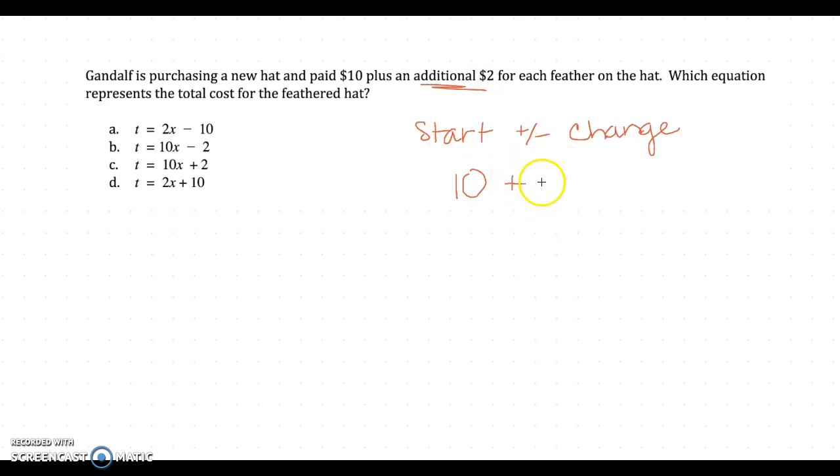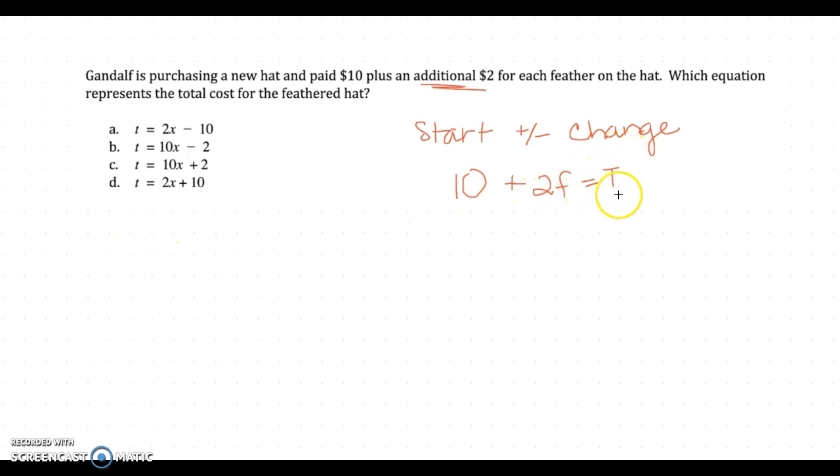change, not subtracting. And it's $2 per feather, but we don't know how many feathers he's going to get, so I'm going to put plus 2f. And that's going to equal my total cost. So I just break each part down, and it's helpful that they always have this pattern of a start, and then I add or subtract a change. And so I started with the $10, I add $2 per feather, and then I get my total cost for the hat.